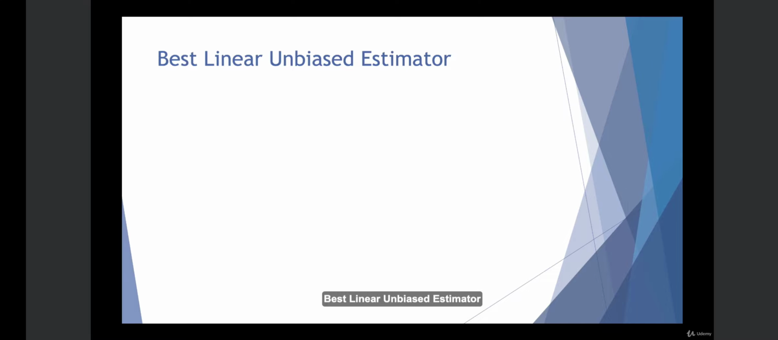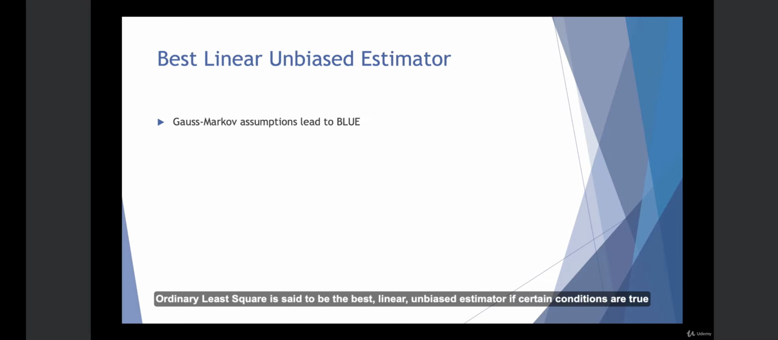Best linear unbiased estimator. Ordinary least squares is said to be the best linear unbiased estimator if certain conditions are true. Having an understanding of these conditions is important as some matter more than others. These conditions are often called the Gauss-Markov assumptions and refer to 4 particular assumptions that need to be made about the data. If these assumptions are met, then the ordinary least squares estimator is said to be unbiased. In other words, the results produced by the estimator will, on average, be correct.